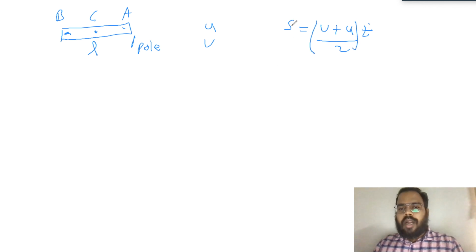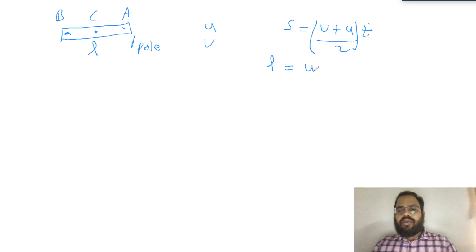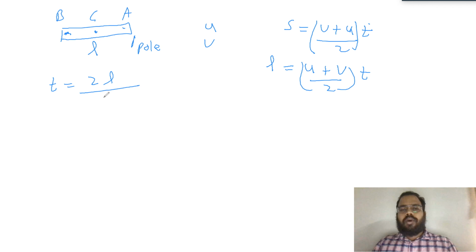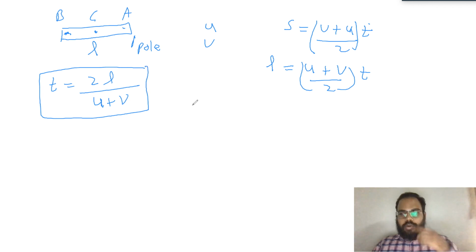So in this part my S distance will be L, because this total length is L, and I know initial and final velocity. So this pole passes with u and the last part passes with velocity v. So it will be u plus v by 2 into t. So from here I get time is equal to 2L upon u plus v. So I got time as 2L upon u plus v.